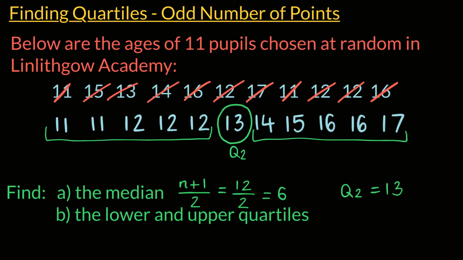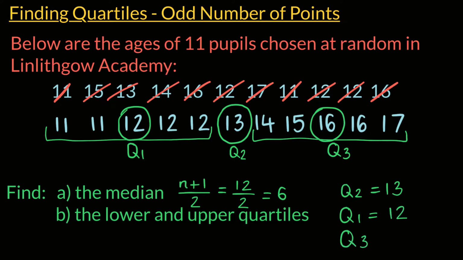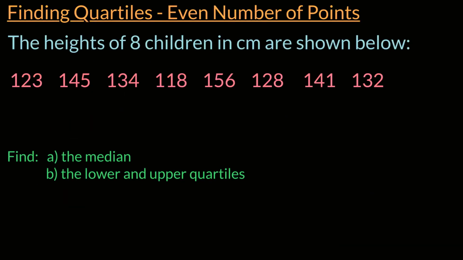Our middle of the lower half is 12, which is Q1, and our median of the upper half is 16, which is Q3. And again, down here, just where our answers are, I'm just going to state that Q1 is 12 and Q3 is 16. And there we found our 3 quartiles for this set of data.